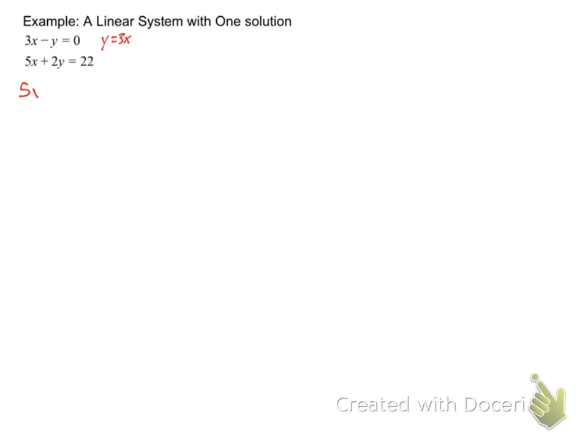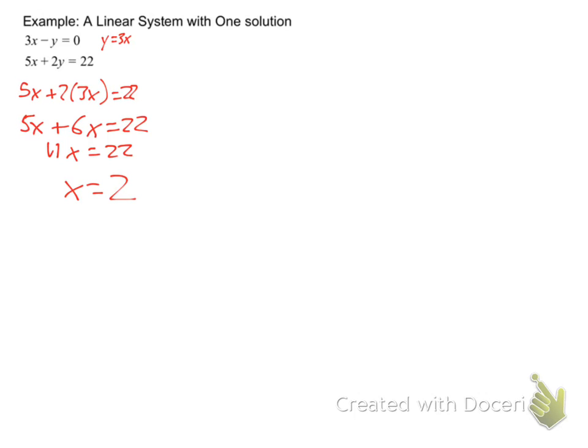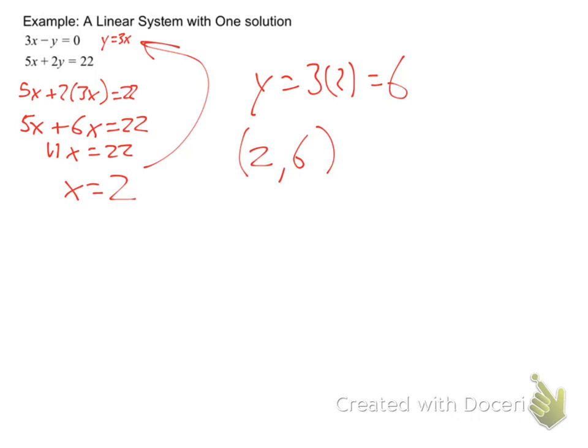So, we should have 5x plus 2 times 3x equals 22, or 5x plus 6x equals 22, or 11x equals 22, or x equals 2. We plug that back into there, and y is equal to 3 times 2, which is 6. You're not officially done because you need to place it as (2, 6). We have an answer. It's an ordered pair because it's a point of intersection. Not that big of a deal. All of us should be pros at this by now.